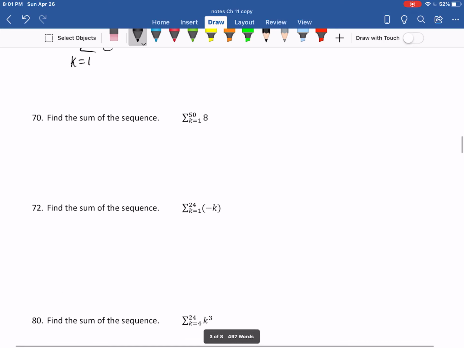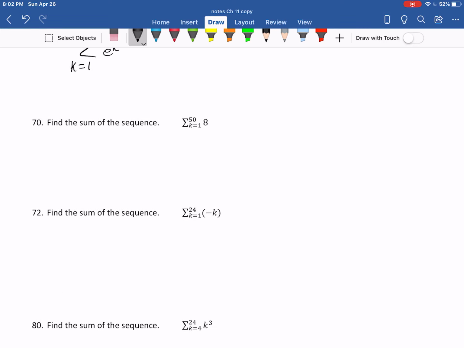Next example, number 70, find the sum of the sequence. Okay, so now we do need those formulas from your formula sheet. We didn't need them until now. We're just adding up the value 8, 50 times. So if you think about it, you're adding up 8 50 times.